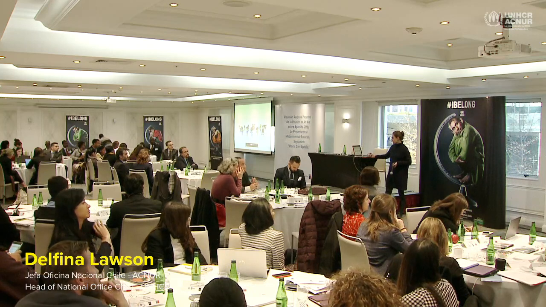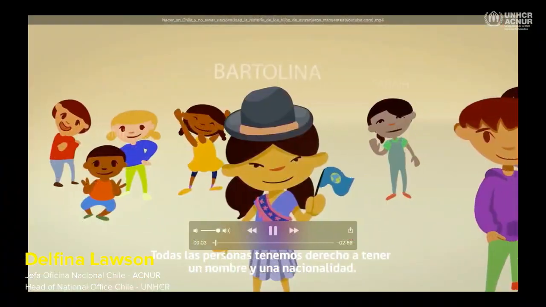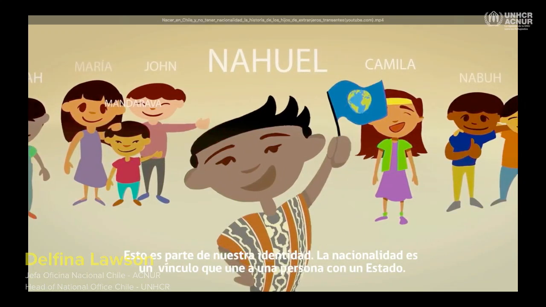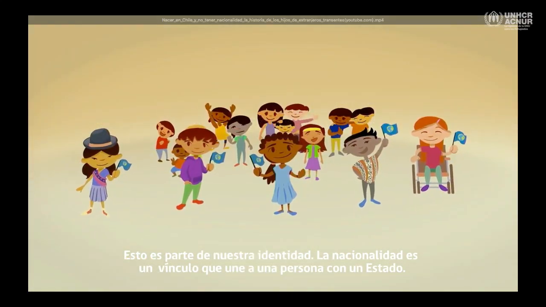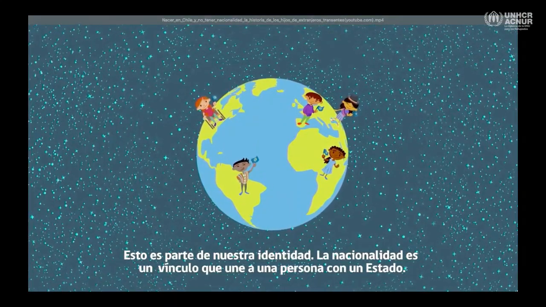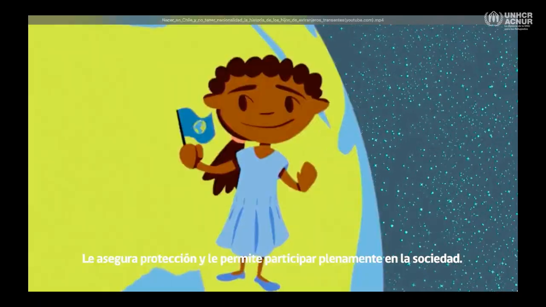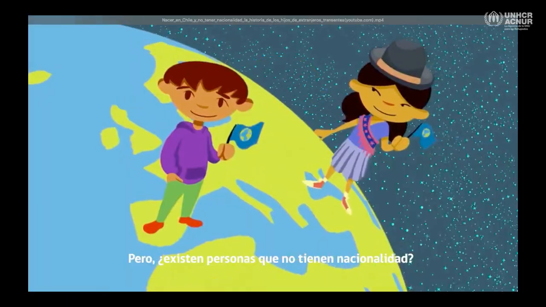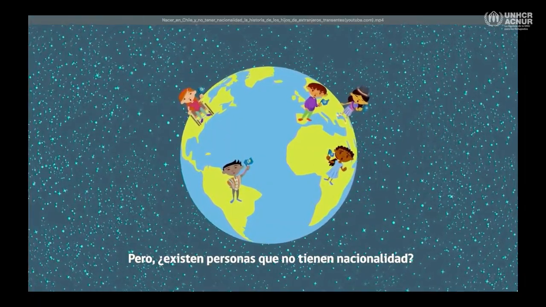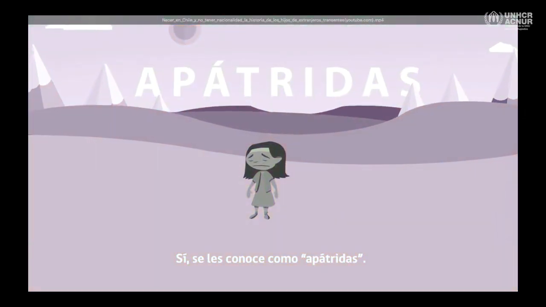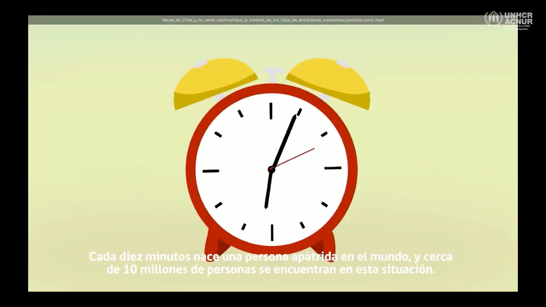We all have the right to have a name and a nationality. This is part of our identity. Nationality is a link that unites a person with a state, ensuring protection and allowing them to fully participate in society. But there are persons that do not have nationality, and they are known as stateless.